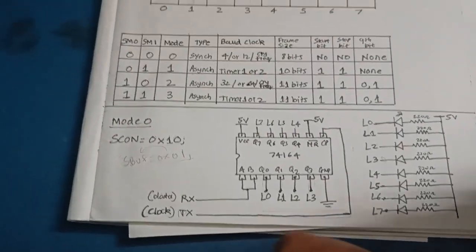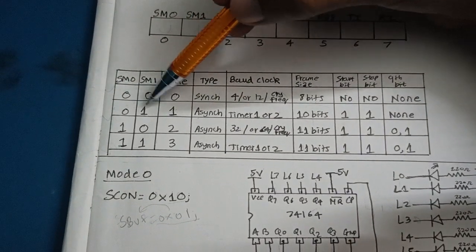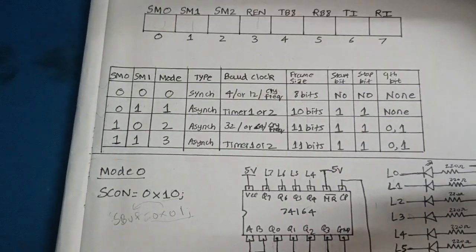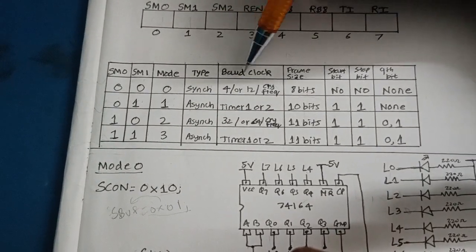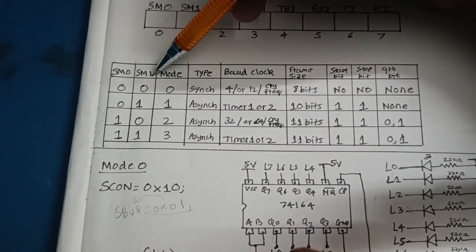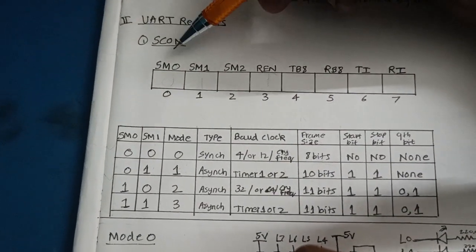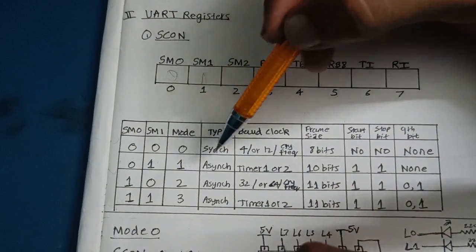So now let us see UART in mode 1. For mode 1, SM0 and SM1 must be 0, 1. The type is asynchronous communication, so it allows full duplex asynchronous communication. The baud rate is set by timer 1 or timer 2 overflow. SM0 and SM1 are in the SCON register. This is the SCON register. So writing 0, 1 will set it to mode 1.